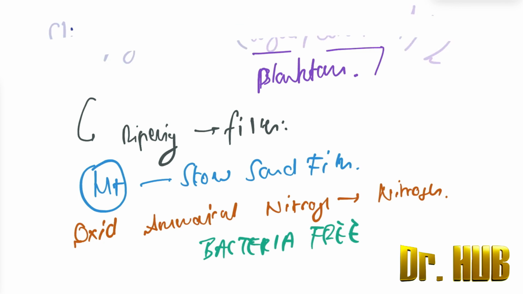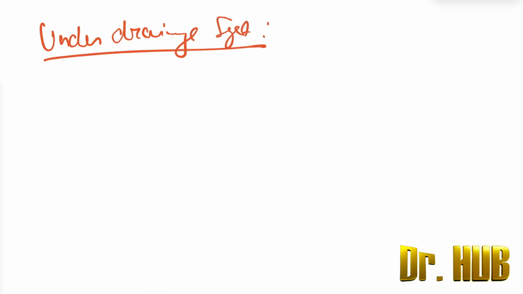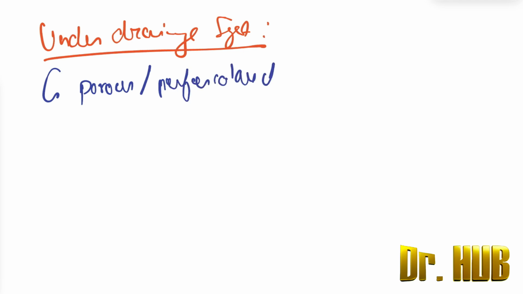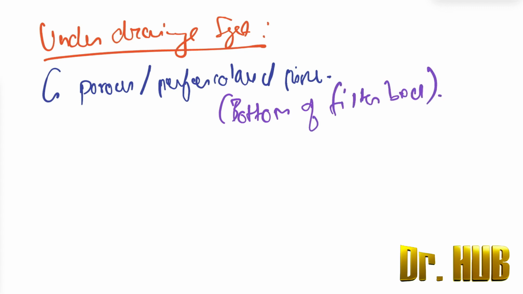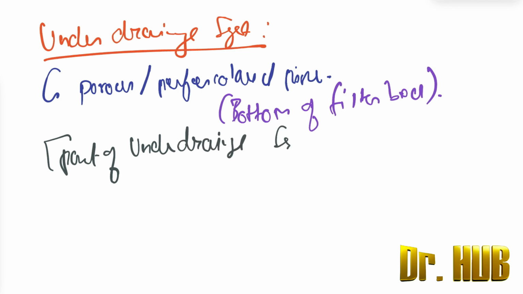Next, we look at the under drainage system. The under drainage system is a system of porous and percolated pipes at the bottom of the filter bed.